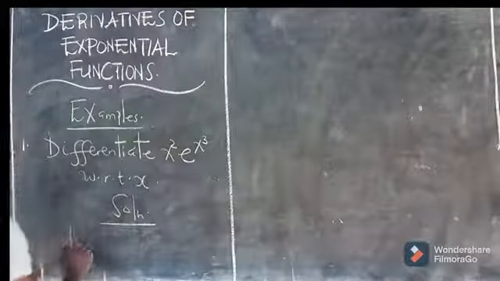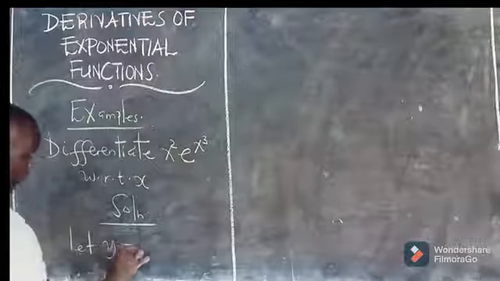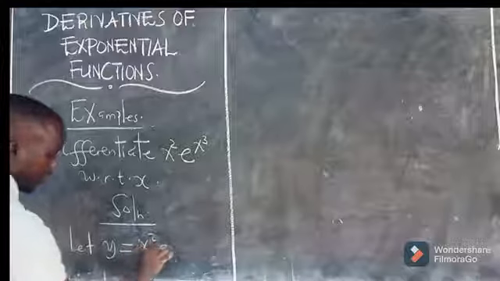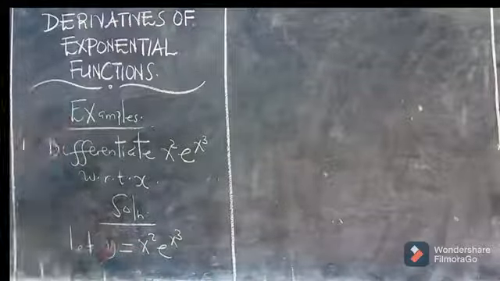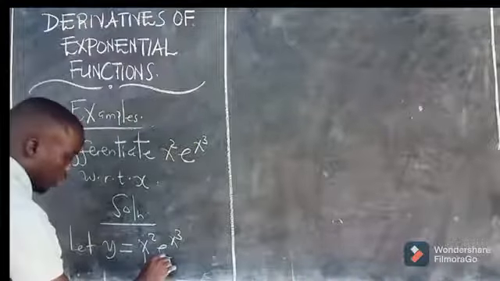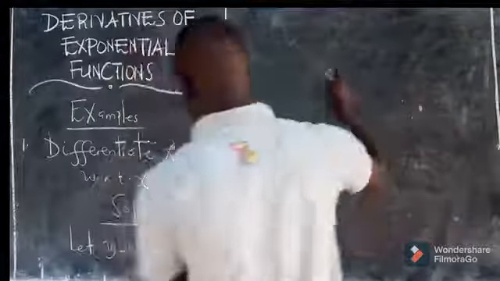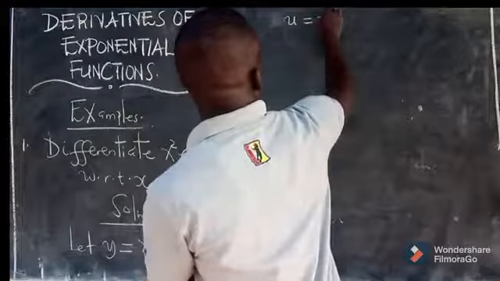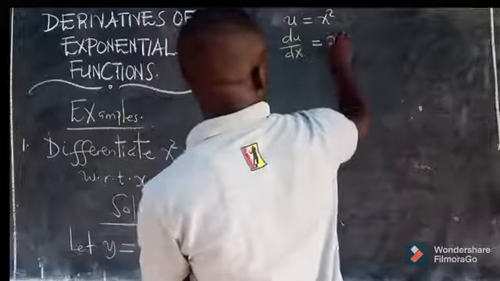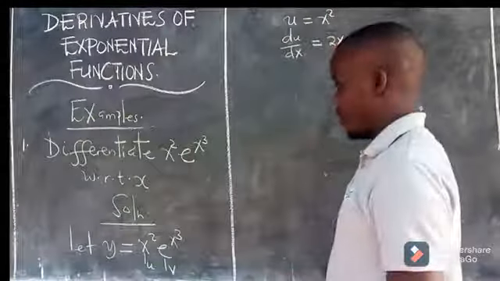Of course, let y equal x squared exponential x cubed. Then automatically we can call this u and call the whole of this function v. Now that means that if u is x squared, then du dx is going to be 2x.